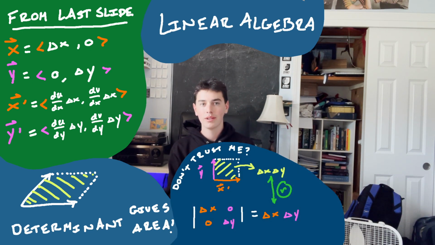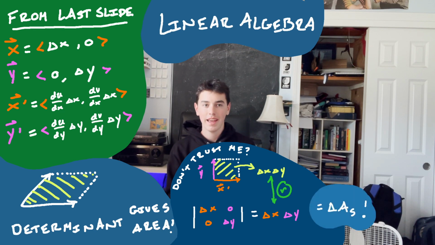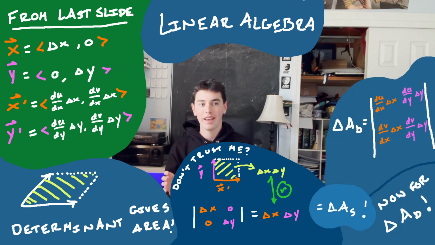When we put their components into a matrix and take its determinant, we just get delta x times delta y, which is the initial area between the unmapped vectors. And we already have a name for this value. This is just delta AS from the very beginning. Now, delta AB, which is the area between the vectors x prime and y prime, is the determinant of the matrix with those components. These two determinants let us calculate the function f, which we were trying to find.